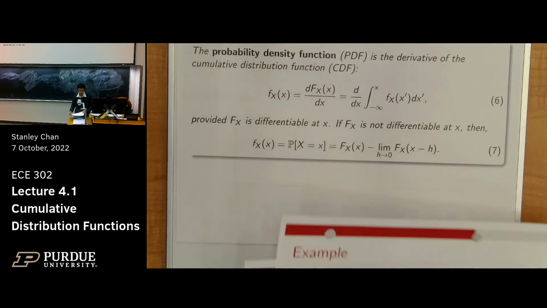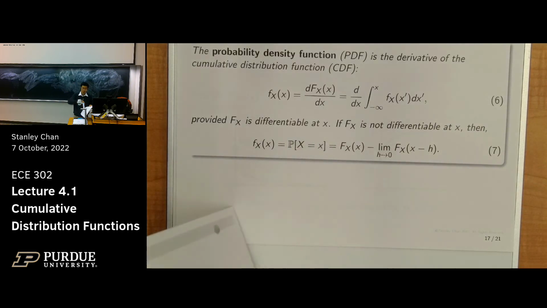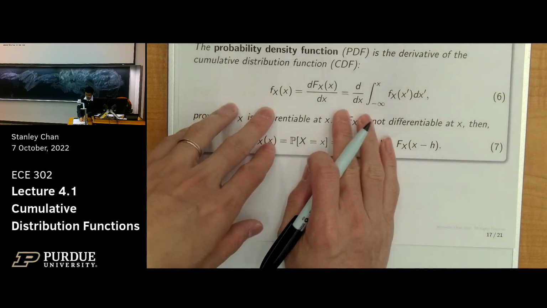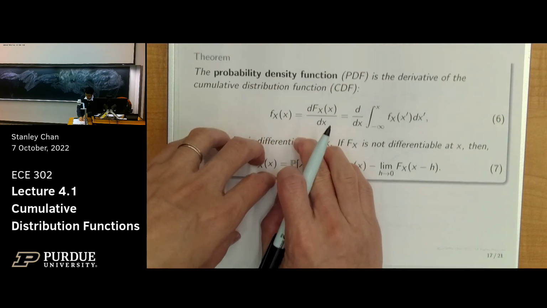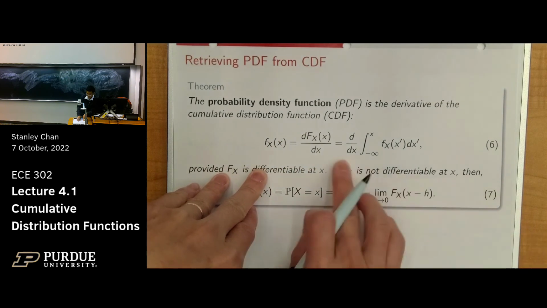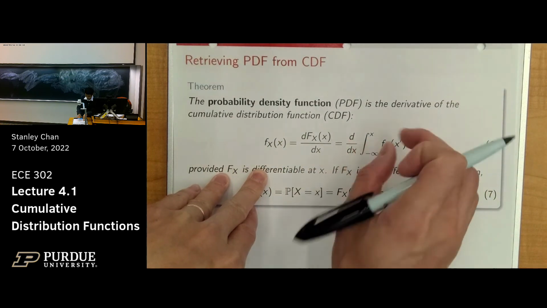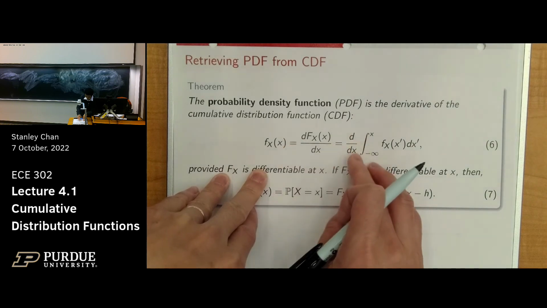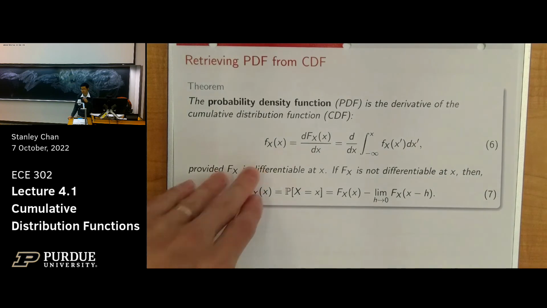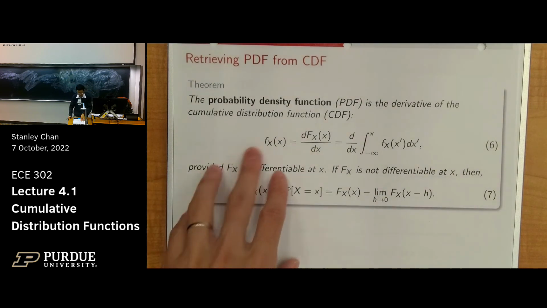So now let's talk about the reverse direction. I give you the CDF, find me the PDF. How do we do that? Here is a very useful theorem, which we have already seen before. It's called the fundamental theorem of calculus. It says that if you have a CDF here, you take the derivative with respect to x, you're going to get something inside. That is the PDF.